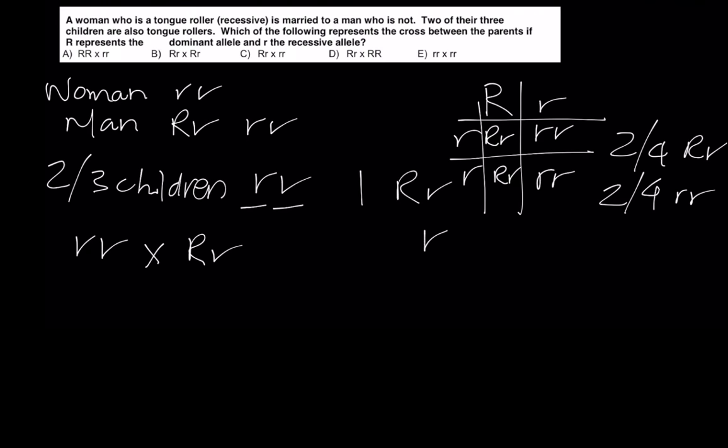But if we do the test cross between the homozygous recessive of each parent, we easily see that all the offspring will be able to roll their tongue. So we can easily eliminate this, as not all children between the man and the woman are able to roll their tongue. Only two of the three are able to do so. So we know that the father has to be heterozygous for the trait. And that's the final answer.